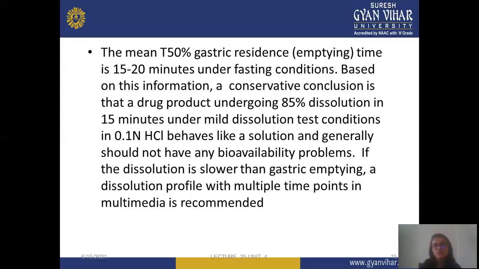And in this, you mainly use 0.1 normal HCl, and it should have good bioavailability and no problem is observed. It's okay. If it does not show good bioavailability, then you can modify your formulation. If the dissolution is slower than gastric emptying, a dissolution profile with multiple time points in multiple media is recommended.